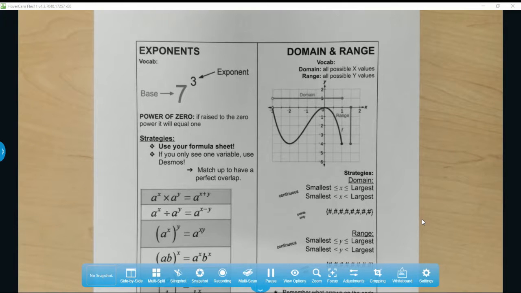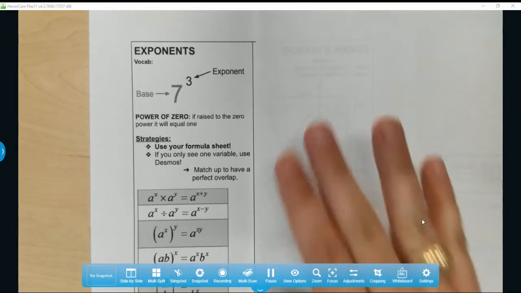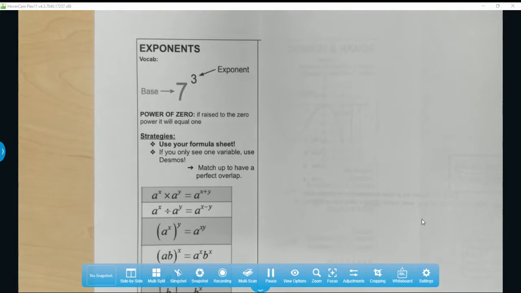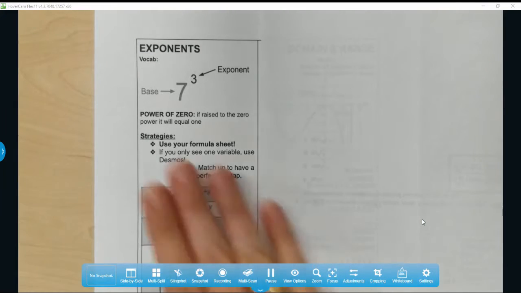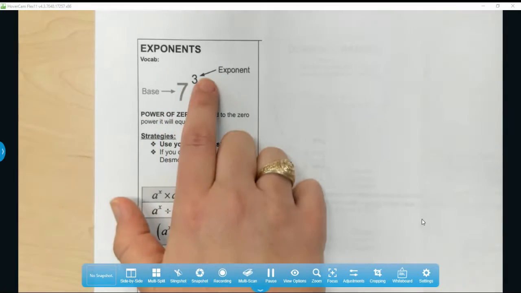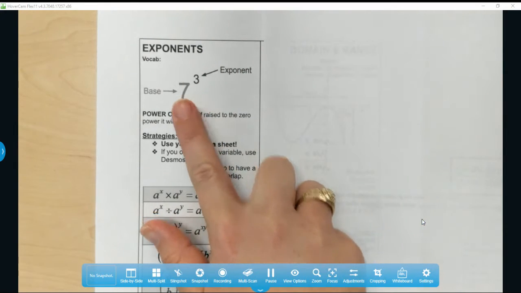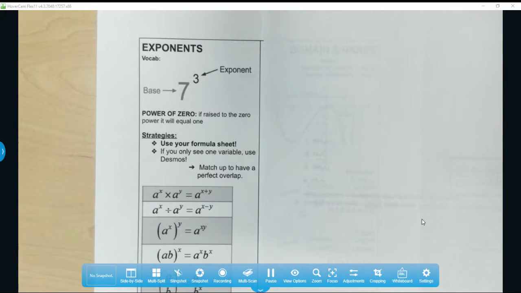One being exponents and the other being domain and range. Let's talk about exponents first. So we know whenever you are looking at a term, you have a base and you have an exponent. The number or the variable that's considered the bottom is your base, and the number up top is going to be your exponent or the variable.